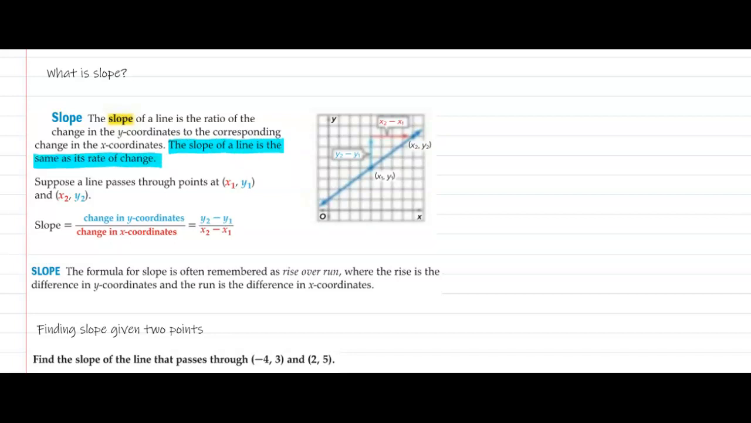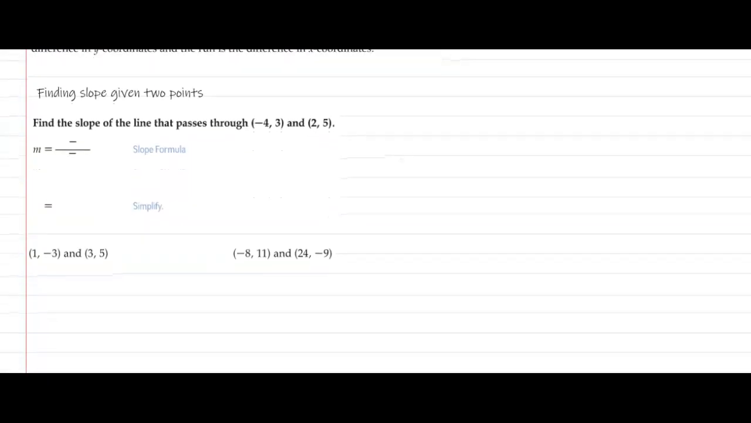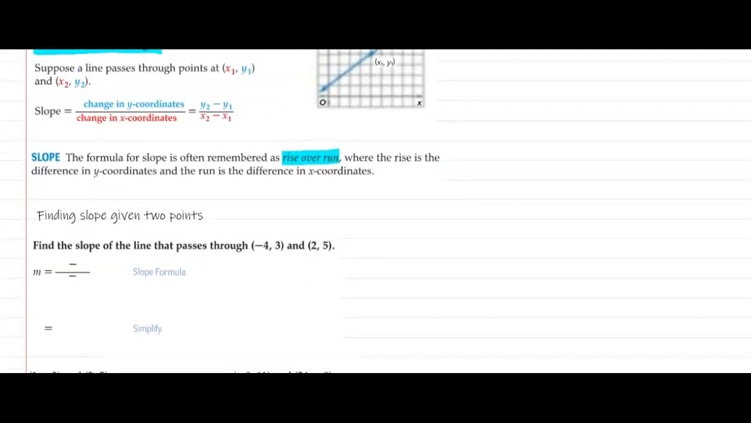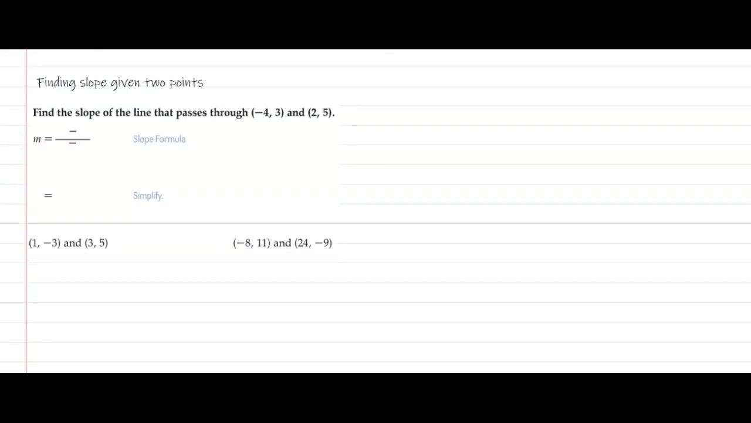This is the classic slope formula right here. Often slope is remembered as rise over run. Hopefully a lot of this is coming back to you from Algebra 1. Let's practice finding the slope when we are given 2 points. Now, again, the slope formula is right here. It's a good formula, but it has a lot of subscripts, which makes it look very complicated. I prefer to just think of rise over run.